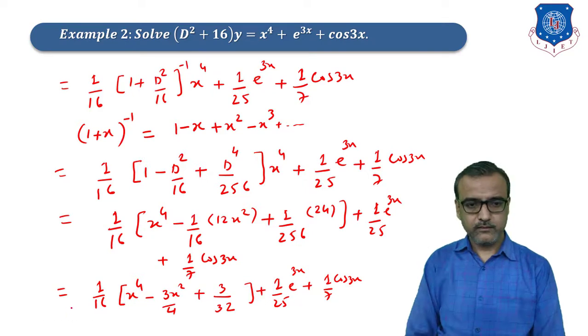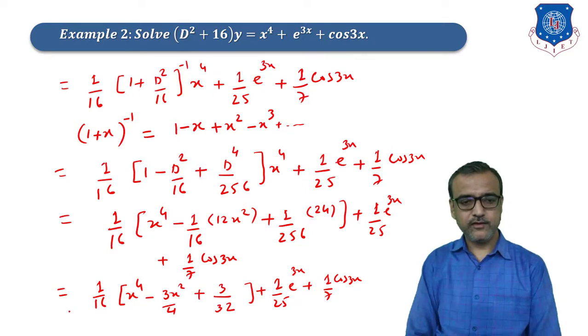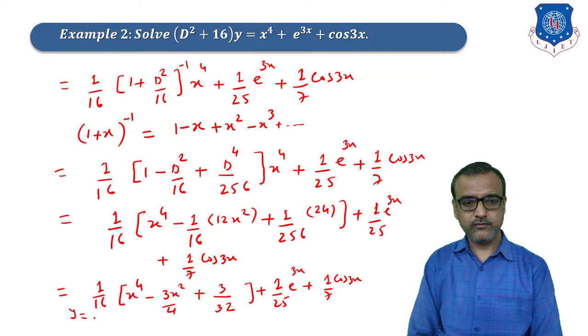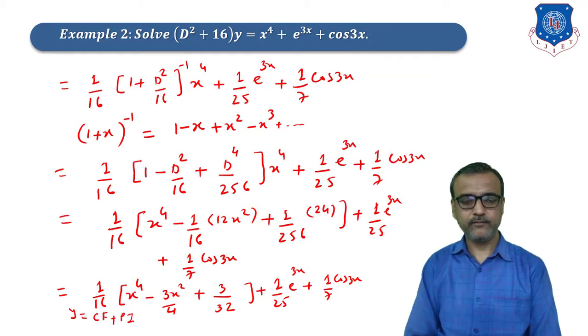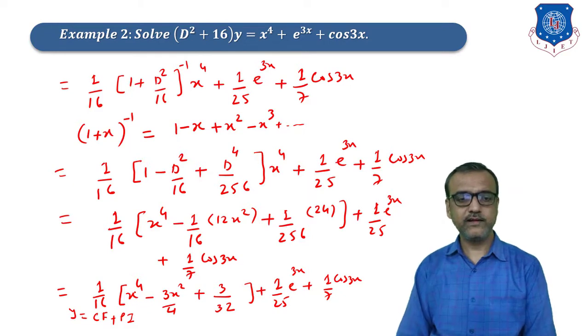Now the general solution is y equals CF plus PI. At last you have to write down only CF and PI. So this is the required general solution of the given differential equation.